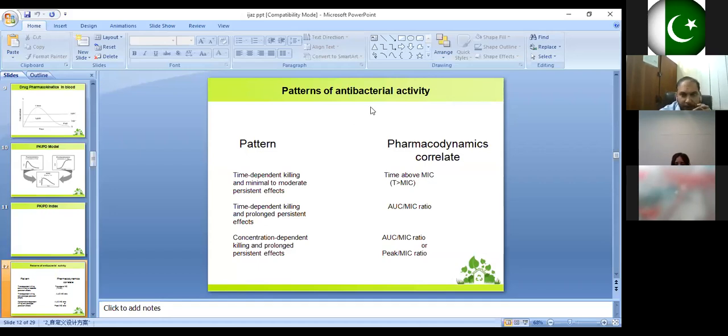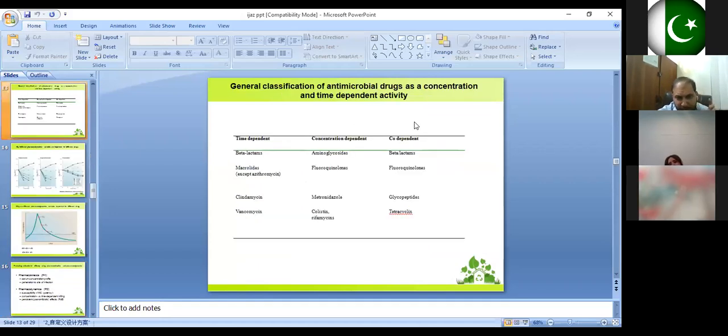These are the examples. Time dependent: beta-lactams, macrolides, clindamycin, vancomycin. Concentration dependent: aminoglycosides, fluoroquinolones, metronidazole, etc. Concentration dependent drugs also have a post-antibiotic effect. That's why dosing after a short time is not necessary, as compared to time dependent drugs, which have no post-antibiotic effect.